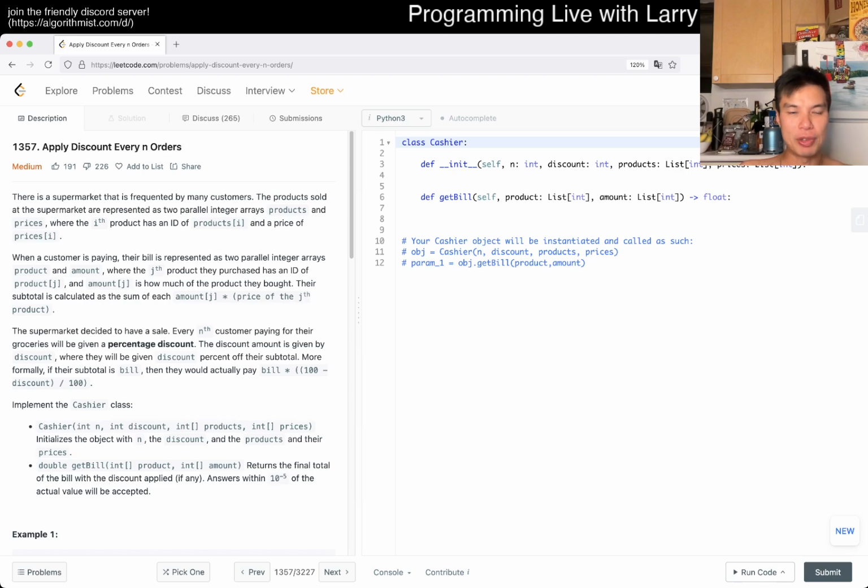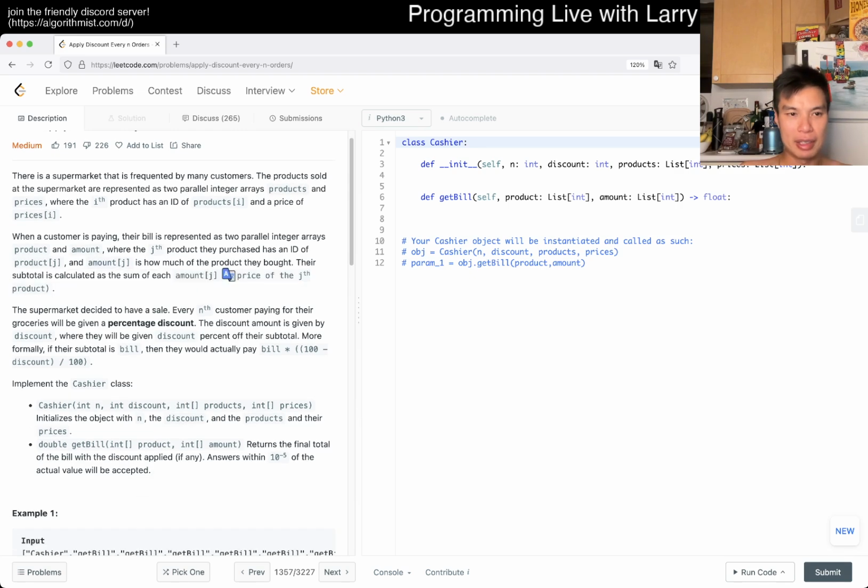There's a supermarket that's frequented by many customers. The products sold are two parallel arrays, products and prices, where the I product has an ID of products of I and the price of prices of I. Okay, that's fine. They both have two parallel integer arrays, products and amount. The J product they purchase has an ID of products of J and how much they bought. I mean, it makes sense.